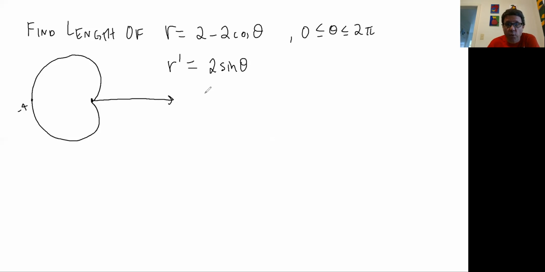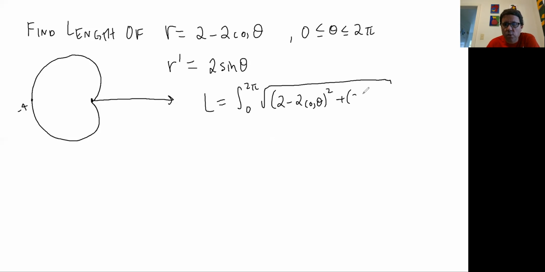So then according to the length formula, the length is just the integral from 0 to 2 pi of the square root of each of those guys squared, so (2 minus 2 cosine theta) squared plus (2 sine theta) squared d theta. And that's the setup. It's just r squared and r prime squared. I think probably I had them in reversed order, but it doesn't matter because they're both squared and both added. So that's the formula for the setup. The rest is now, can you figure out what that integral is? So let's go ahead and do that.